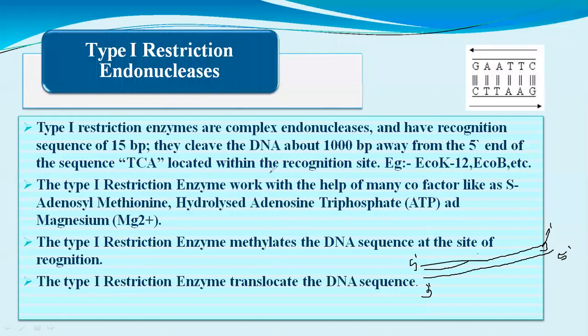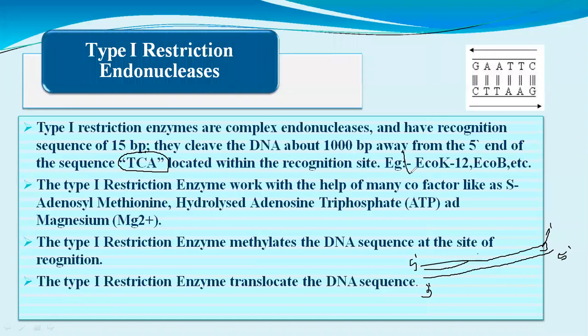So it will be detecting a sequence only after 1,000 base pairs away from the 5' end of the sequence. That is TCA, located within the recognition site. So it can particularly detect this TCA part. TCA is nothing but nucleotides, ATGs, located within the recognition site. For example, EcoK12, EcoB.